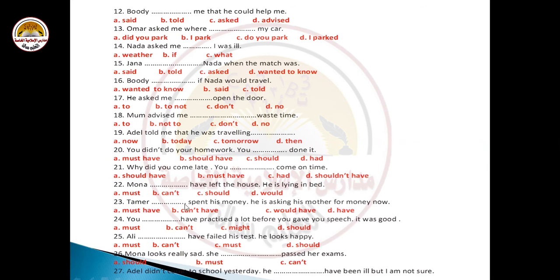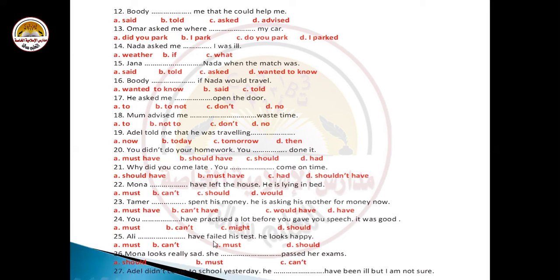Number 23, Tamer spent his money. He is asking his mother for money now. But Tamer must have spent his money. Number 24, you have practiced a lot before you gave your speech. It was good. You must, you can, you might, you should. But you must have practiced a lot.